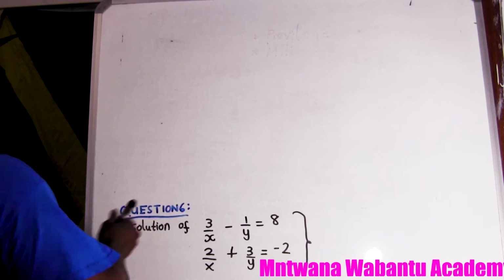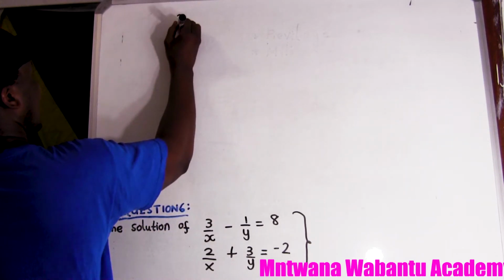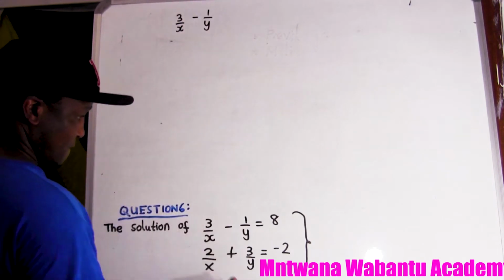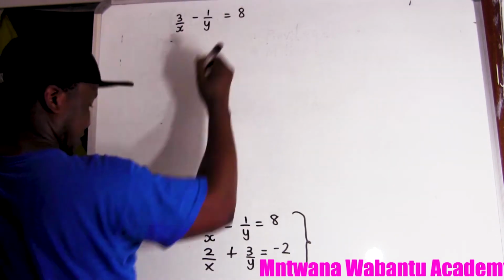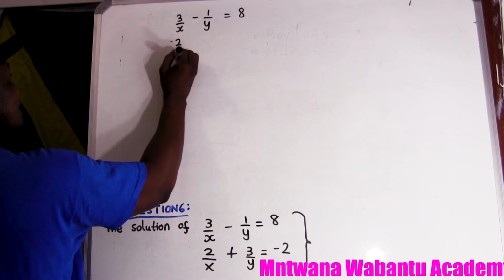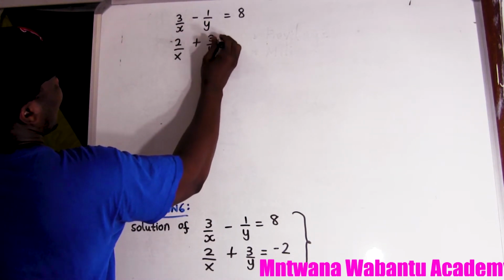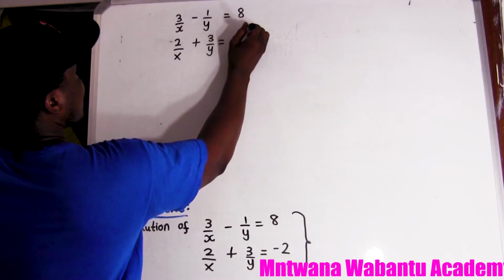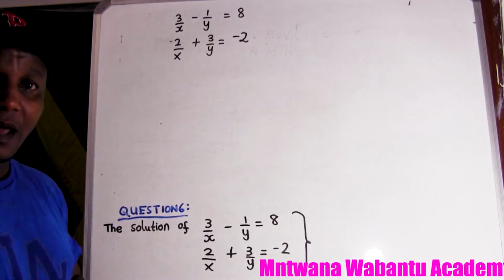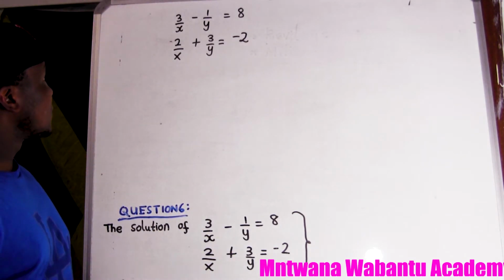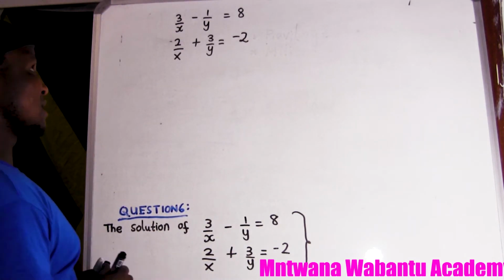Okay, 3 over x minus 1 over y equals 8. 2 over x plus 3 over y equals -2. Okay, so what we're going to do right now, this is easy. So this is simultaneous, but how are we going to do that?